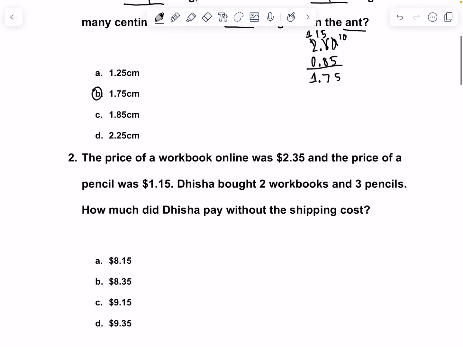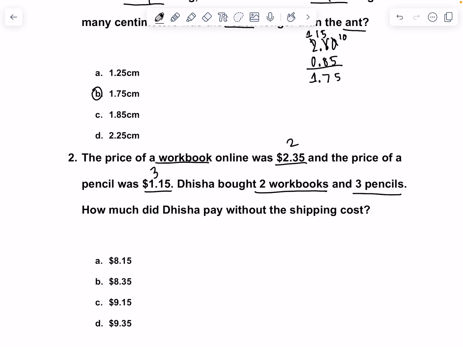Okay. Number 2 says the price of a workbook online was $2.35, and the price of a pencil was $1.15. Tisha bought 2 workbooks, so 2 of these, and 3 pencils, so 3 of these. How much did she pay without the shipping cost?